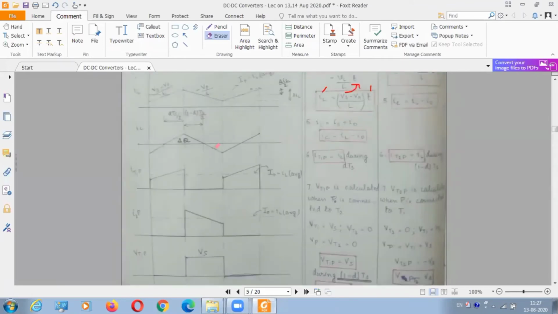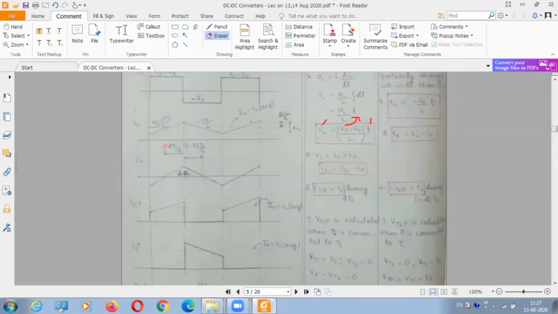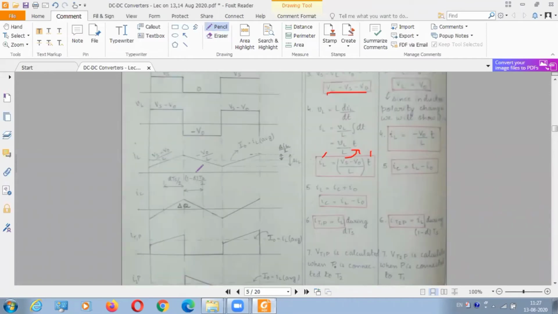So IT1P, what we have drawn, is nothing but the inductor current. How is the inductor current looking like? It is increasing like this during this period. So IT1P increasing like this during this period.